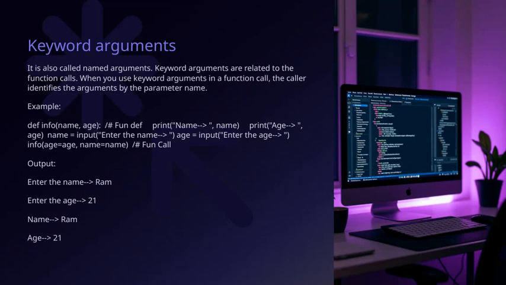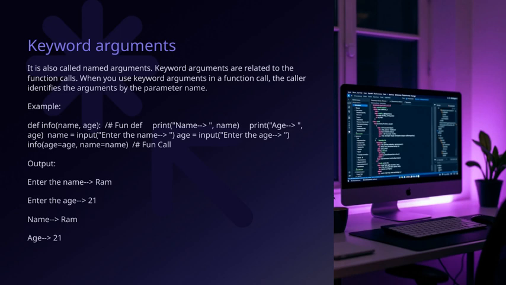Now, let's talk about keyword arguments, which are also known as named arguments. These are closely related to function calls. When you use keyword arguments, you specify the arguments by their parameter names instead of just their position. This makes your code more readable and clear.